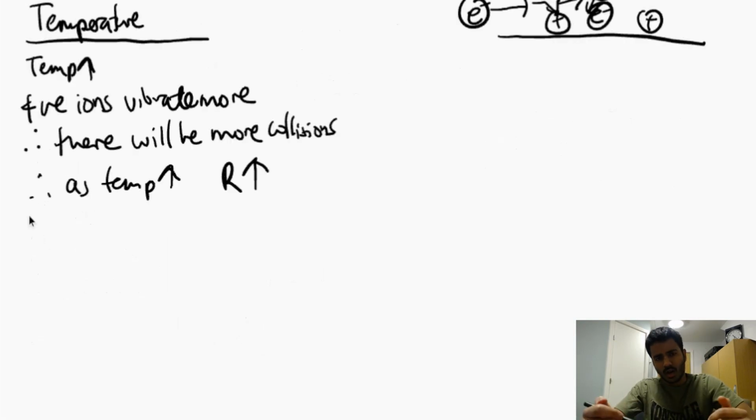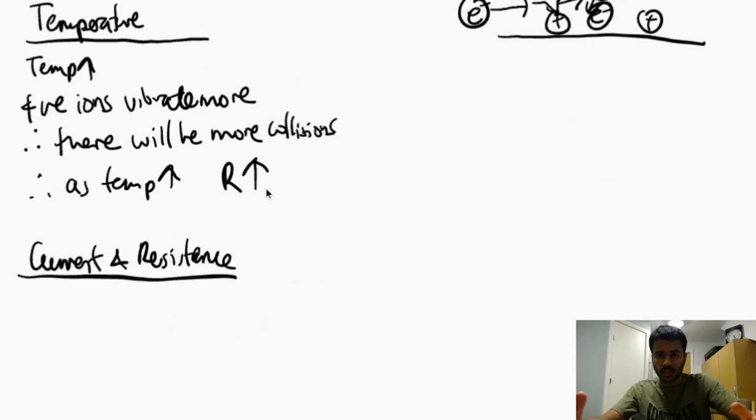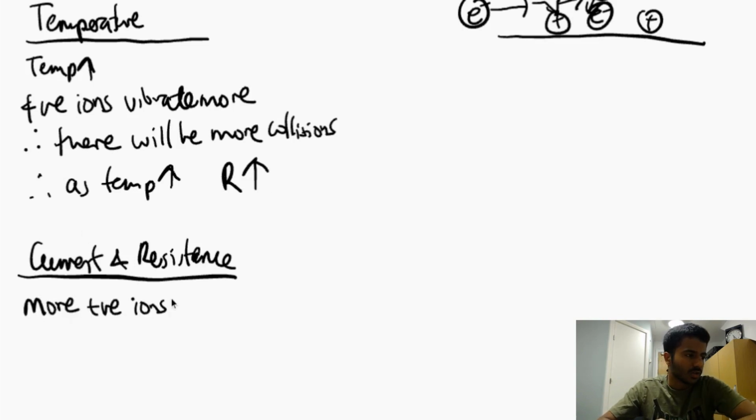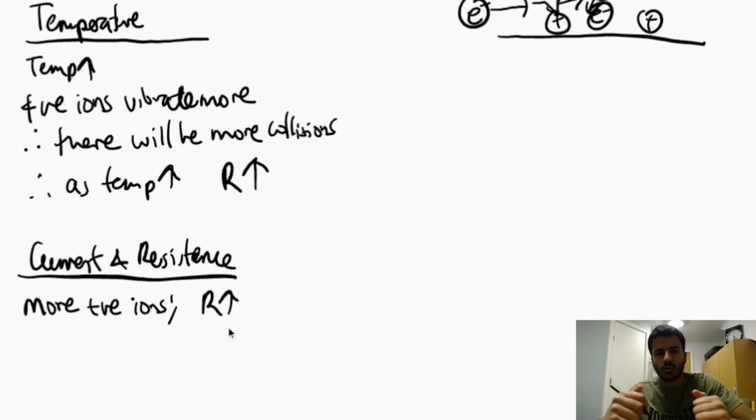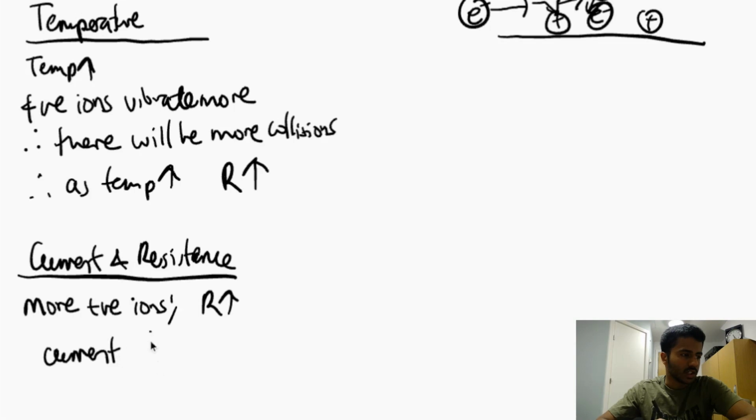Now let's look at how current is affected by resistance. The more positive ions you have, the higher the resistance is. And what that means is you're going to get more collisions between electrons and the positive ions. And that means that the speed at which the electrons move through the wire or the component decreases. So the current will also decrease because the electrons move through the wire slower. So as the resistance increases, current decreases.